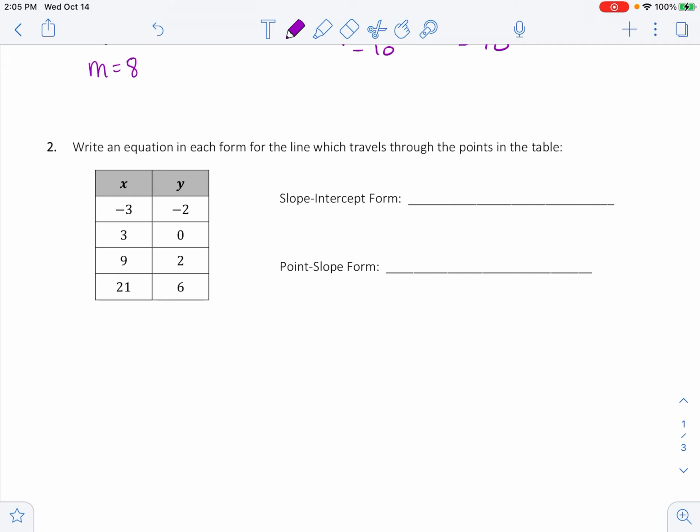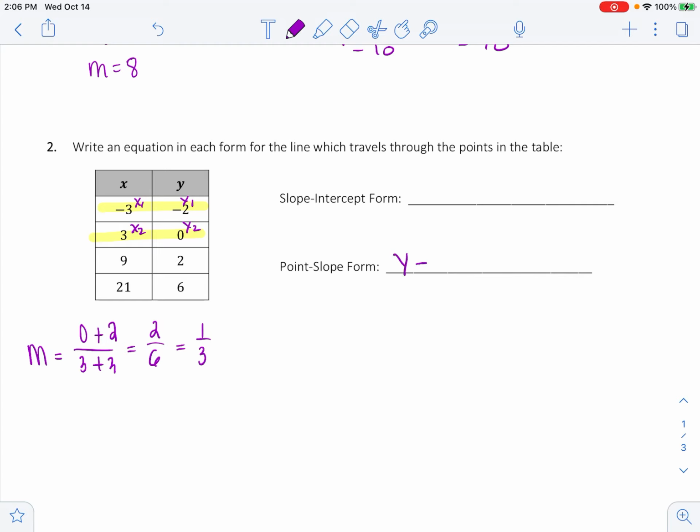Write an equation in each form for the line which travels through the points in the table. So go ahead and pause the video. Try this one yourself. See if you can do it yourself. I'm going to use these 2 points. I'm going to call this x1, y1, x2, y2. So I'm going to find my slope first. y2 is 0 minus y1, which is a negative 2, so I'm going to change it to plus, over x2, which is 3, minus x1, which is a negative 3, so I'll change it to plus 3. 2/6, which simplifies to a third.